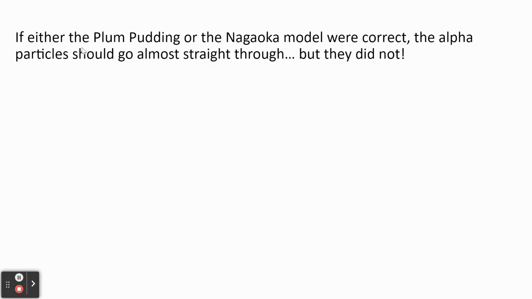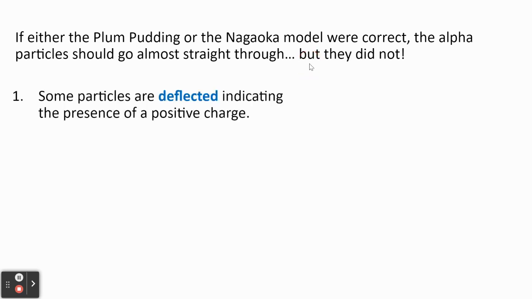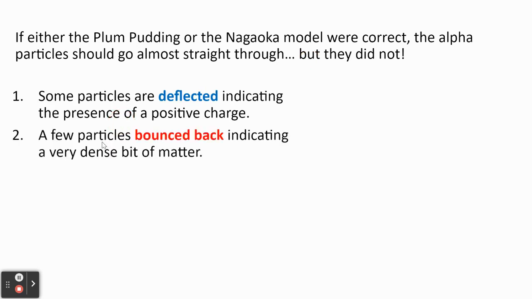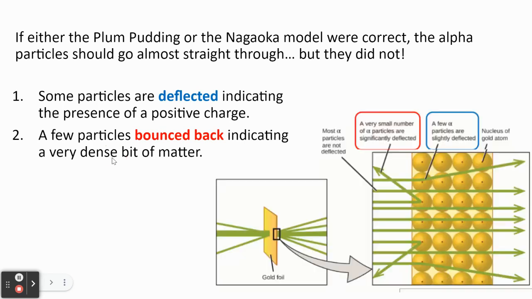So if either the plum pudding model or the Saturn model was correct, the alpha particles would go straight through, but they didn't. Some of the particles are deflected, indicating that there is a presence of a positive charge in the atom. And a few particles bounced back, indicating that that positive charge is very dense in that atom.